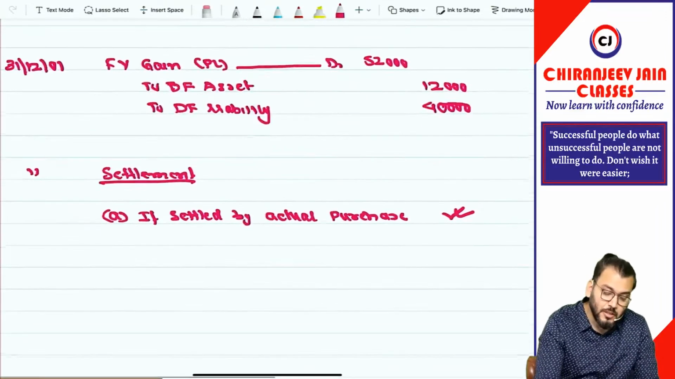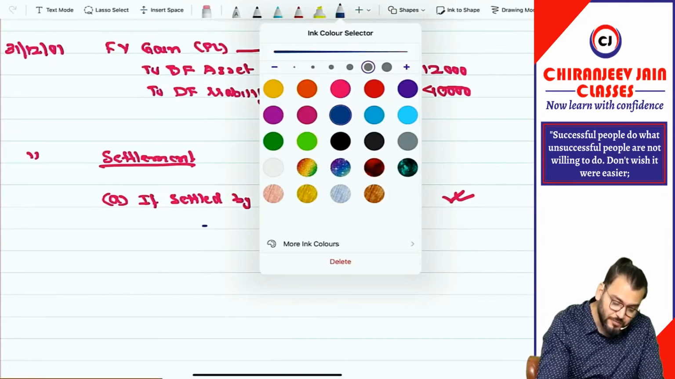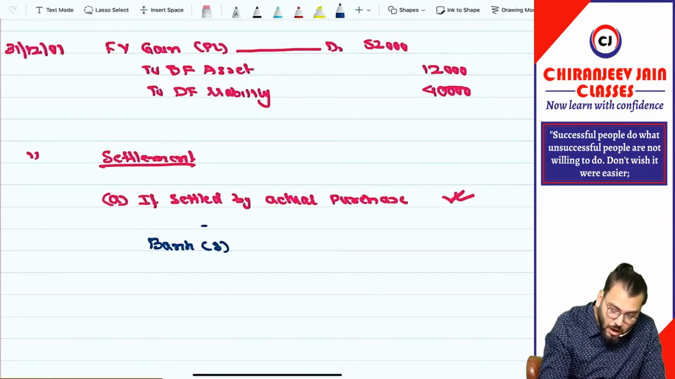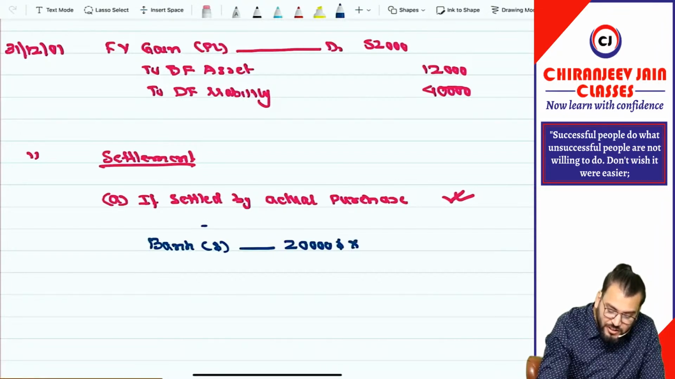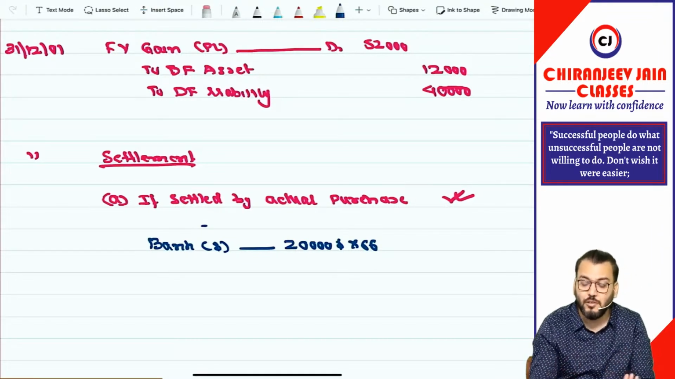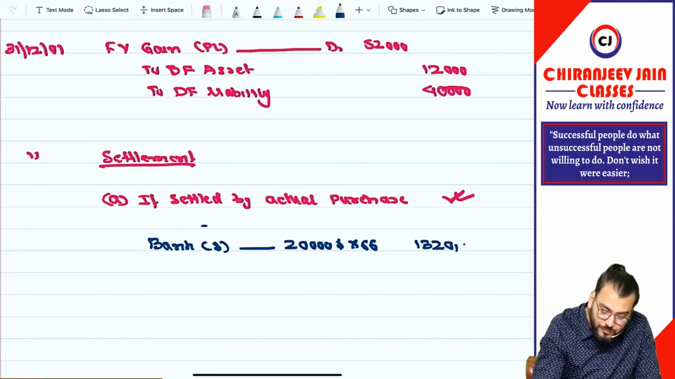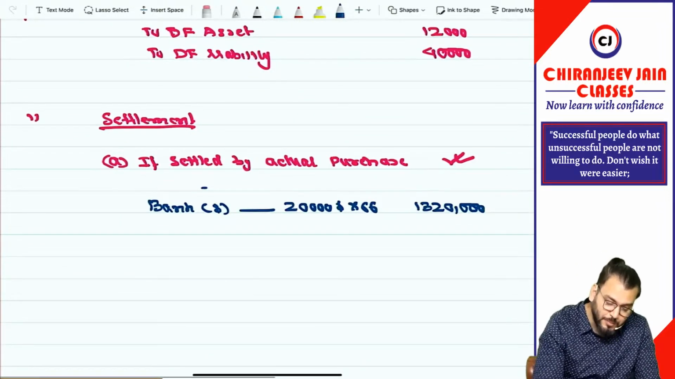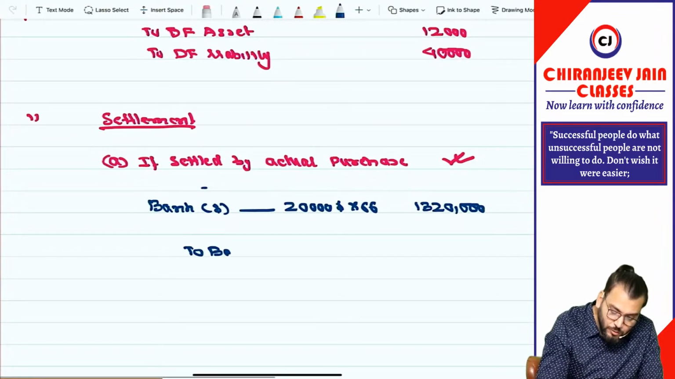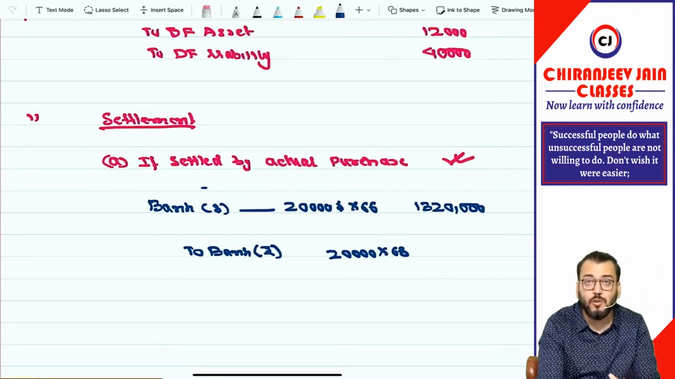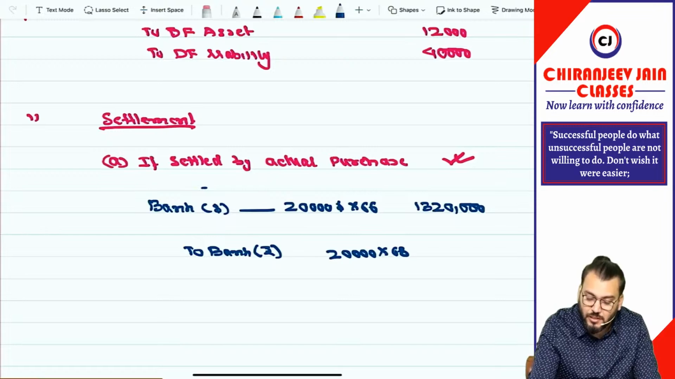It is settled by actual purchase. It means you will purchase dollars, so your dollar will increase. It is the bank account only, but you will say dollar. How much dollar will come? $20,000 will come, and today the value is what? 66. So it will be recognized at the current fair value. 20,000 into 66, how much? 13 lakh 20,000. But you will purchase dollars and you will pay rupees. So you will say to bank, your rupees will decrease, and you will pay as per the contract. You will pay at 68, so your outflow will be at 68. Understood now? 20,000 into 68, how much?